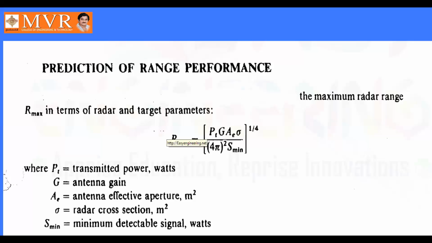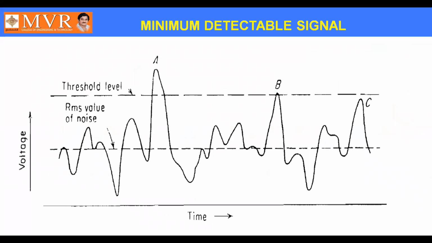We don't know at what area the electromagnetic signal is reflected from the target. That is a statistical behavior, which means the value may vary for different cases. S minimum is also a statistical behavior. So in order to predict the radar performance correctly, we need to concentrate on radar cross section and S minimum. If you predict these two accurately, we can predict the distance very accurately. So first we will go with the minimum detectable signal.